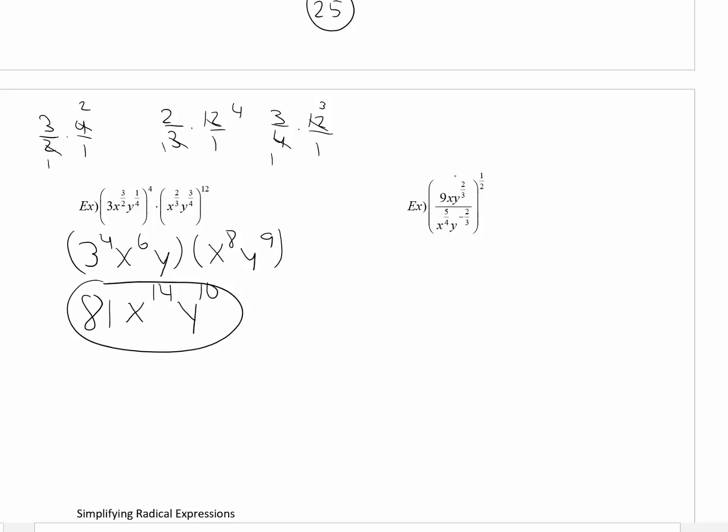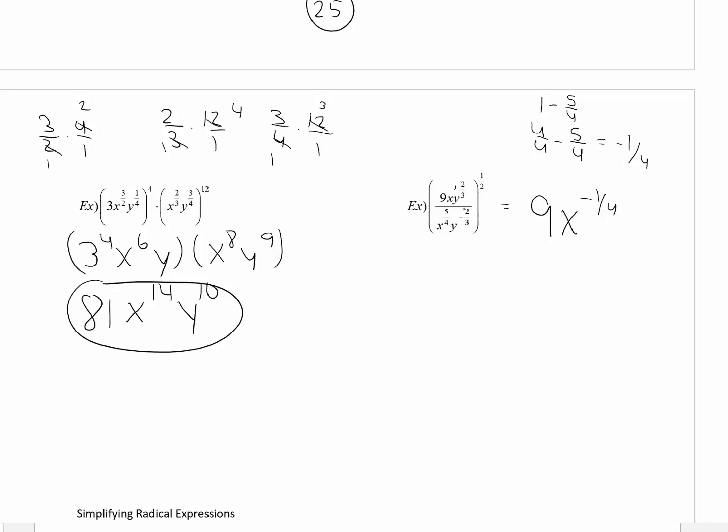Okay, for the next example, what I will do first is I'm going to simplify what is inside the parentheses first. Well, the 9 will stay the same. Remember, when you divide exponents with the same base, you subtract. So that's x to the first. So that's 1 minus 5/4. That's the same thing as 4/4 minus 5/4. That's negative 1/4. So we have x to the negative 1/4.